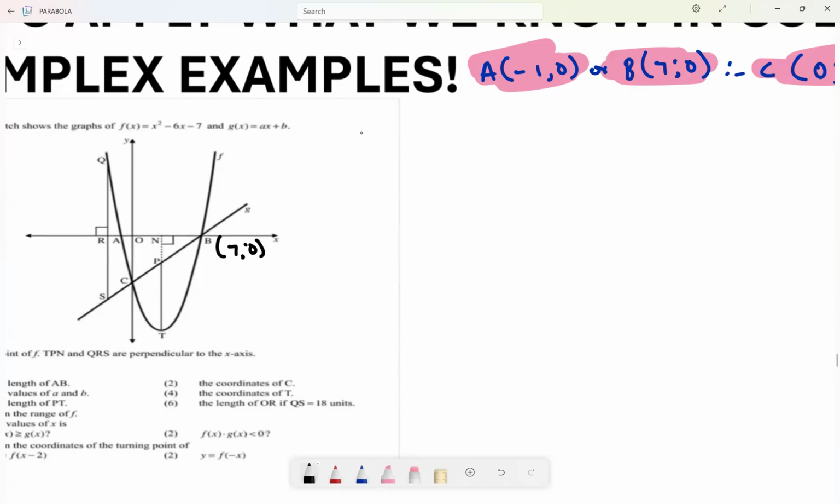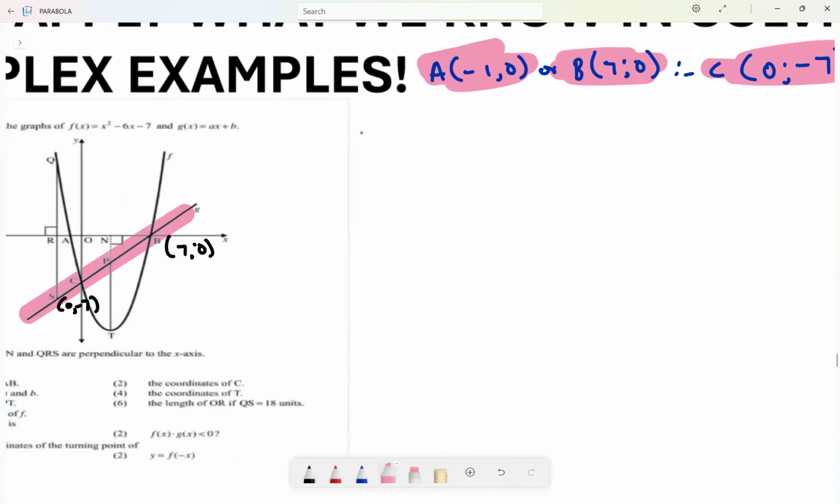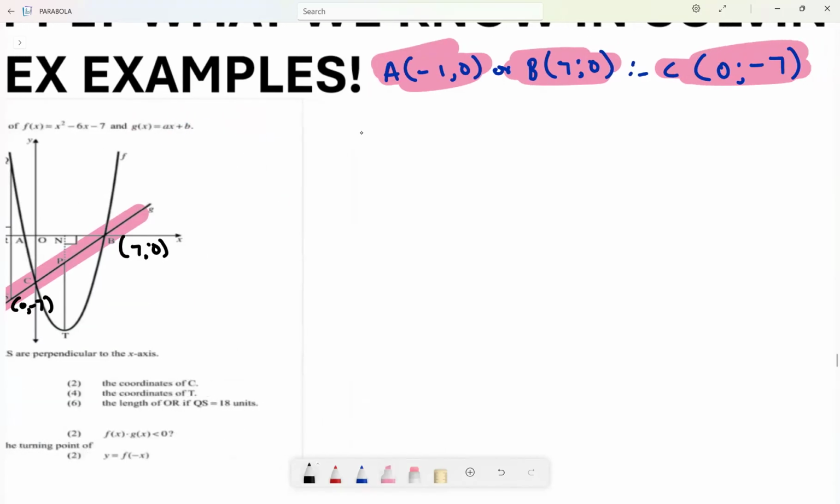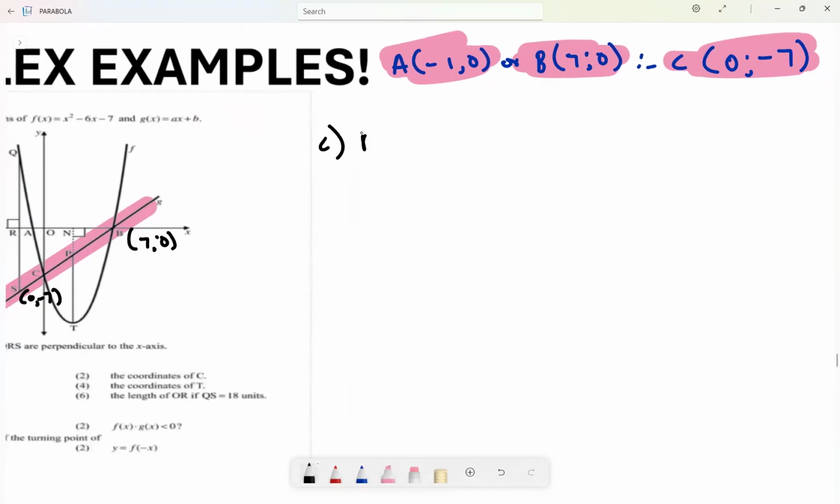Remember here the points are (7, 0), and here C is (0, -7). So I might use the gradient formula between C and B, so that I get the gradient, and then use any of the points to find the equation. Is that clear? They are basically saying to you, find the equation of g of x. So how can we do that? We find the gradient between A and B.